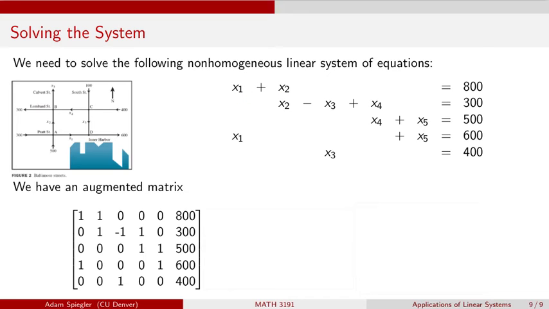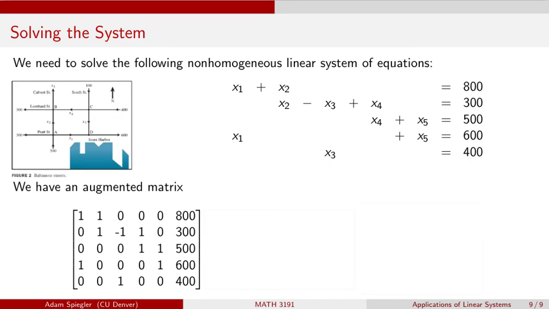equation x1 plus x2 equals 800. Equation 2 is x2 minus x3 plus x4 equals 300. Equation 3 is x4 plus x5 equals 500. Equation 4 is x1 plus x5 is equal to 600. And then the 5th equation is x3 is equal to 400.